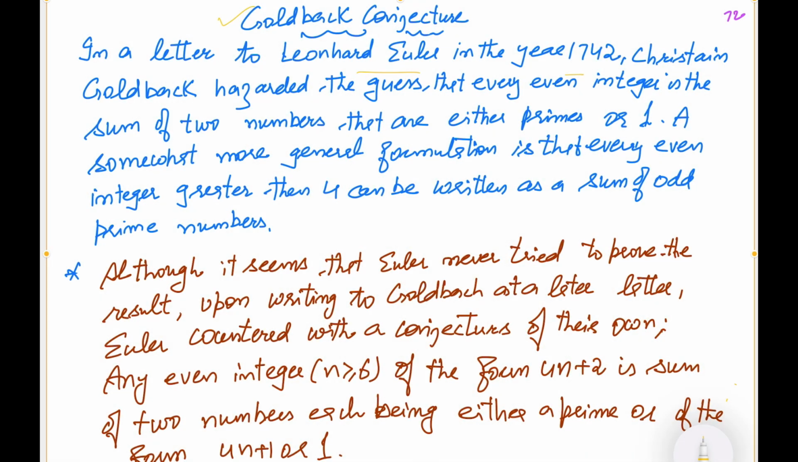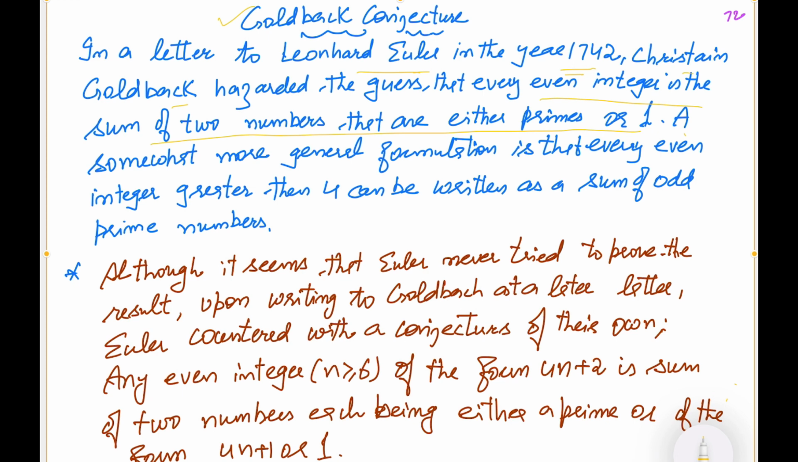Goldbach conjecture. There is a very interesting story about this conjecture. First, what is a conjecture? A conjecture is a result which cannot be proved in general, but we can verify it with the help of examples. In a letter to Euler in the year 1742, Christian Goldbach guessed that every even integer is the sum of two numbers that are either prime or 1.